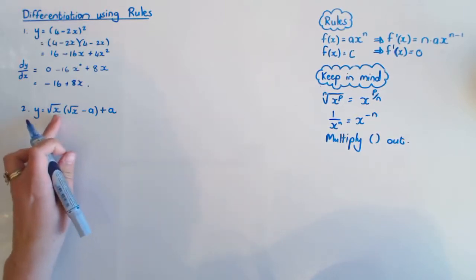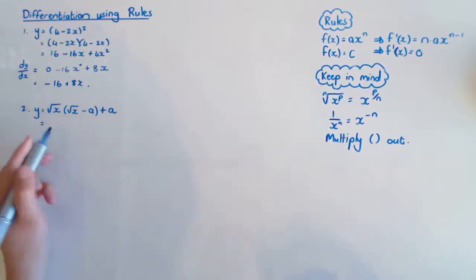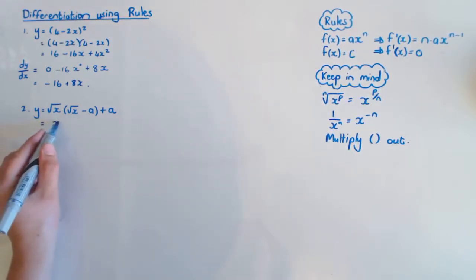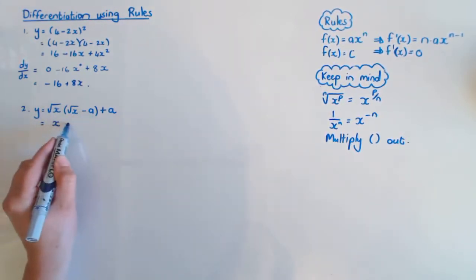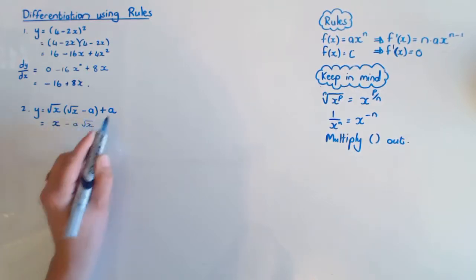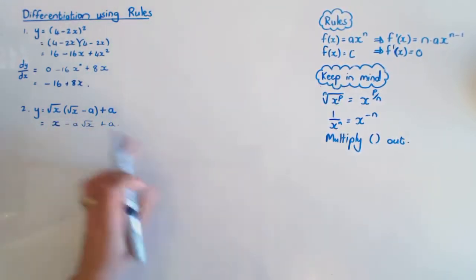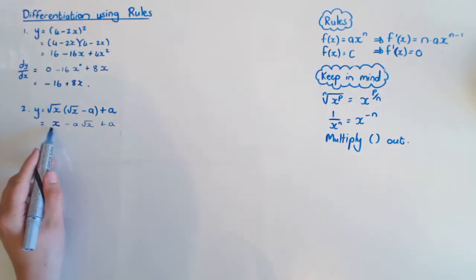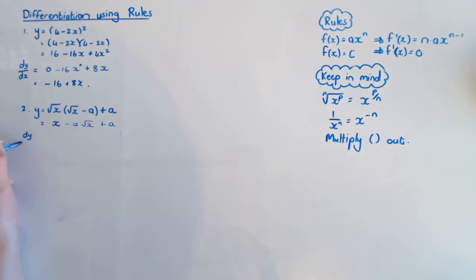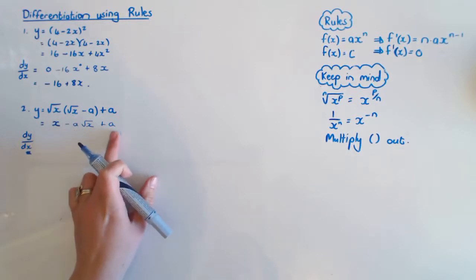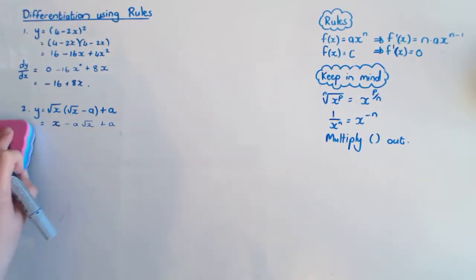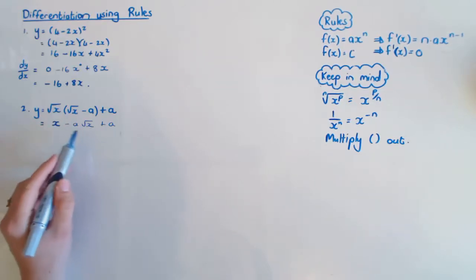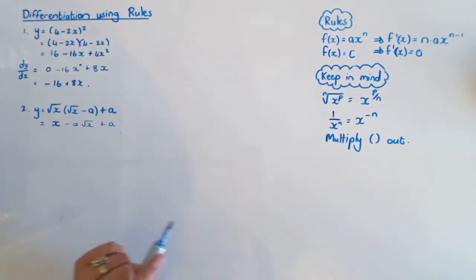Let's look at the second one. I see brackets, so I'm going to multiply them out. Root x times root x is x. And root x times negative a is negative a root x, and then that a must still stand there. Now please remember this is a function in terms of x, and I'm going to find the derivative in terms of x. So these a's in the function count as constants, because my function is in terms of x. Basically anything that's not x is just numbers or constants. Even if it's a, you can see it as a constant.